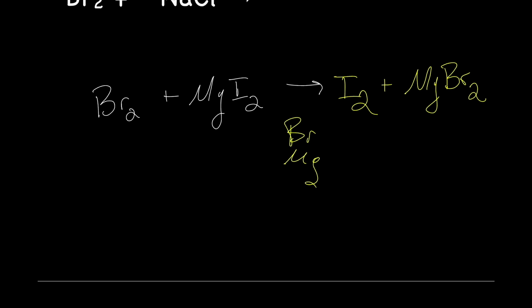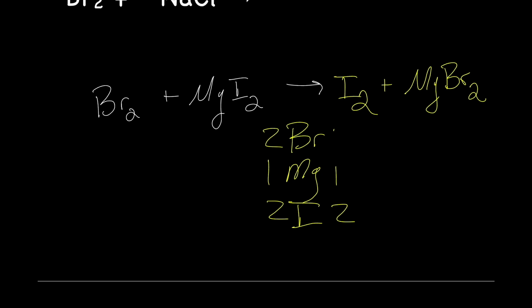Okay, last step, balance. Br, Mg, I. Okay, I really wrote that messy. Let's try that again. Br, Mg, and I. We have 2, 1, 2, 2, 1, 2. We are balanced. Woohoo!